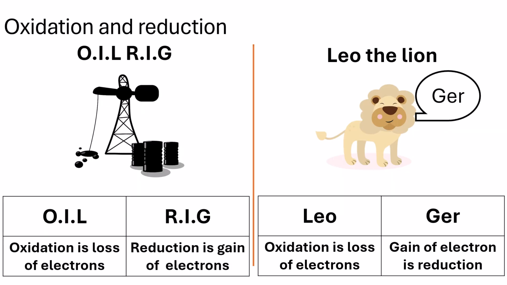And again, this is covered in more detail in the previous video, but you need to remember, using any method you want, OIL RIG and LEO the lion are 2 examples: oxidation is the loss of electrons, or loss of electrons is oxidation, and reduction is the gain of electrons, or the gain of electrons is reduction. It doesn't matter which method you use, as long as you remember reduction and oxidation.